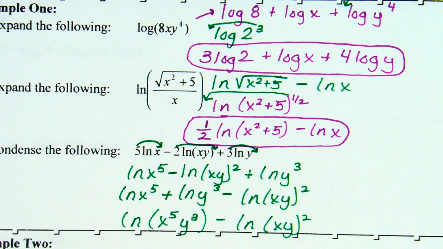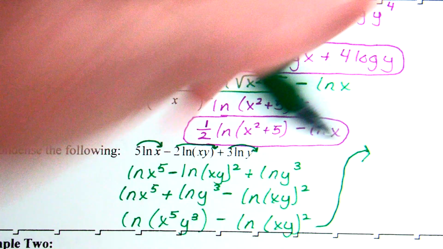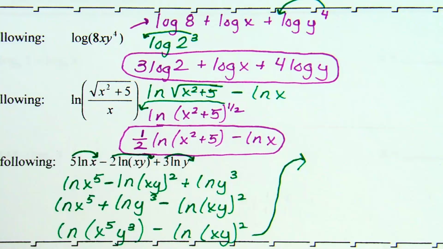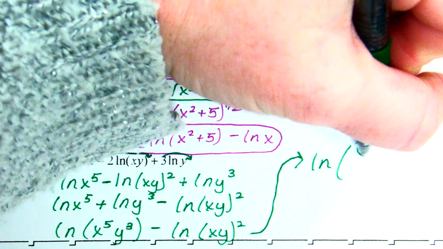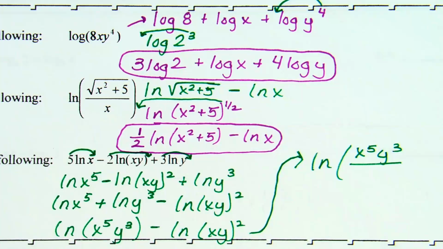Now, important note here, guys. When we're combining 2 logs, we're writing it as 1 log. So don't write log divided by log. You only write the log once. So I'm going to write natural log, ln, and then I divide the insides. So I have x to the 5th, y to the 3rd, divided by, now I've been writing as xy quantity squared. What is that xy quantity squared?